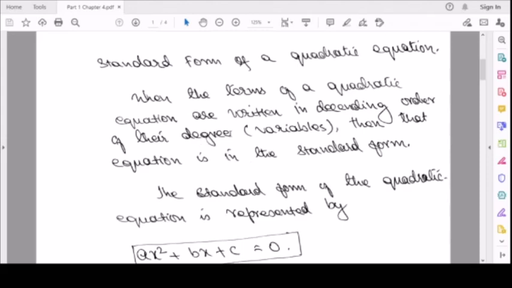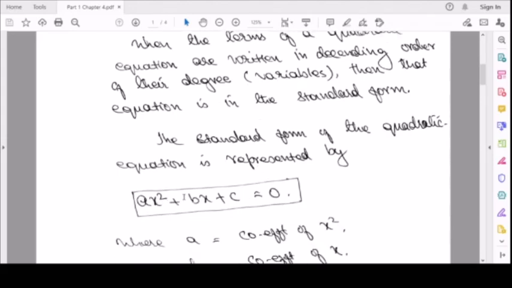What is degree? That means you have to look for the variables in each of the terms of the equation. You look for the variable and what is their degree, and if you arrange them in a proper order, that means in descending order of their degree, that arrangement will be called the standard form of a quadratic equation. The standard form of a quadratic equation is represented by this equation: ax square plus bx plus c is 0.